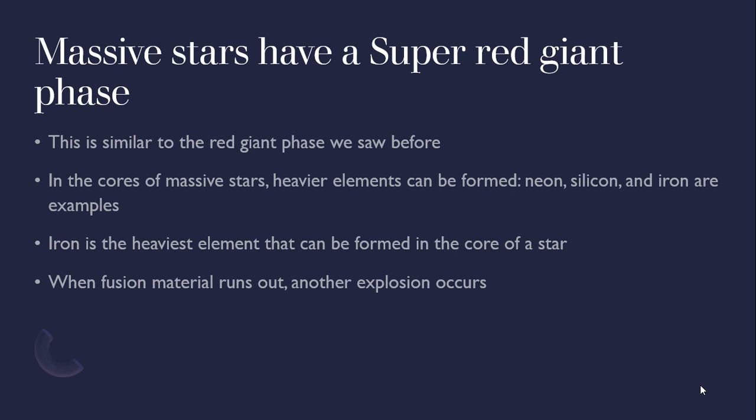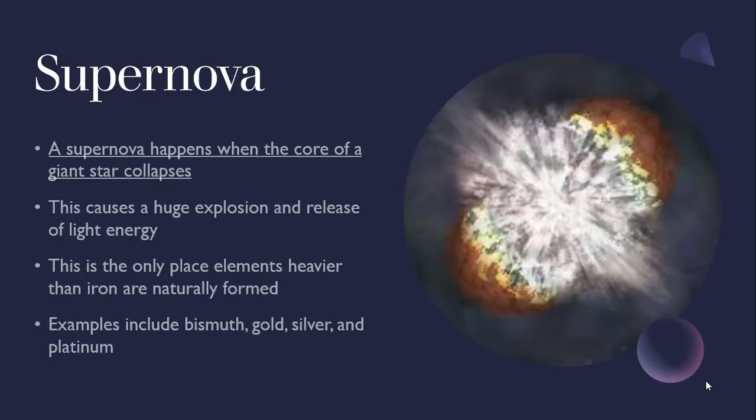When that fusion material runs out, another explosion will occur. This explosion is called a supernova. A supernova happens when the core of a giant star collapses. And that's this picture on the right. This causes a huge explosion and release of light energy. Turns out all the energy that the star released over its lifetime would just get exploded and thrown out in a single second. The only place heavier elements than iron can be formed naturally are in a supernova explosion.